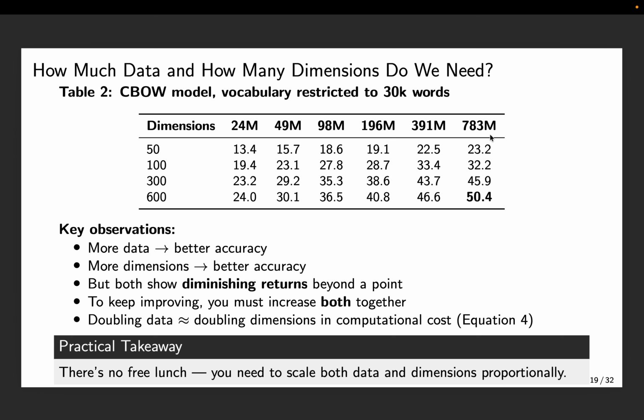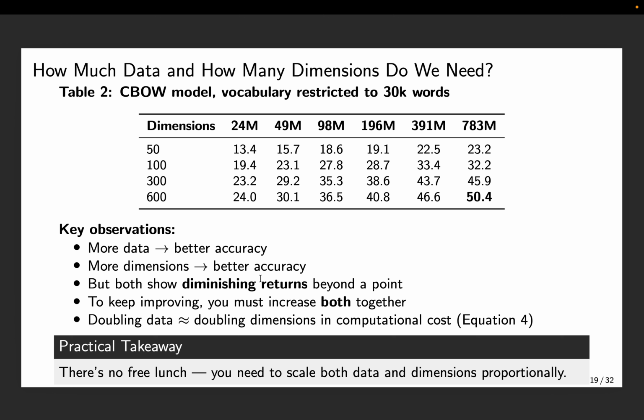At 50 dimensions and 24 million words, we get 13%, and at 600 dimensions and 780 million words, we get around 50.4%. Clearly, both more data and more dimensions help. But here is the interesting observation: diminishing returns. Going from 50 to 100 dimensions is a big jump, and going from 100 to 300 is still a good jump.